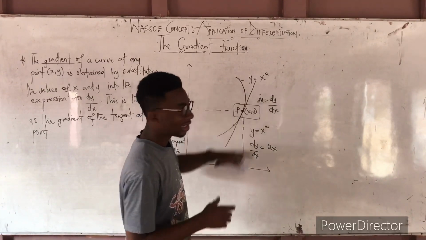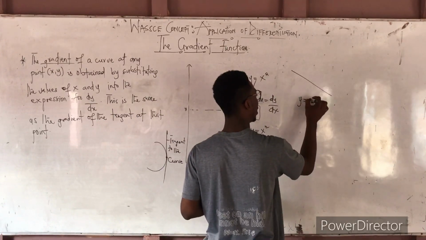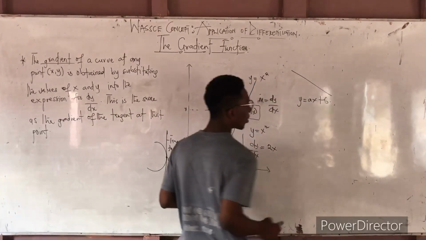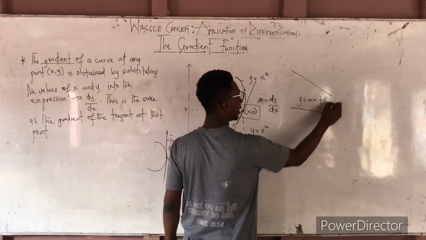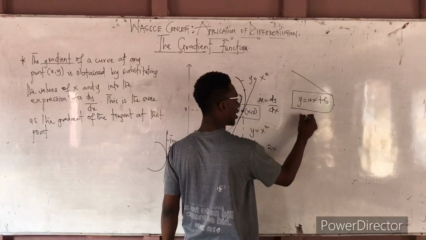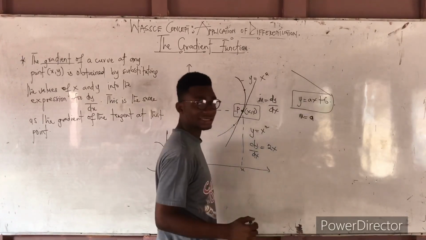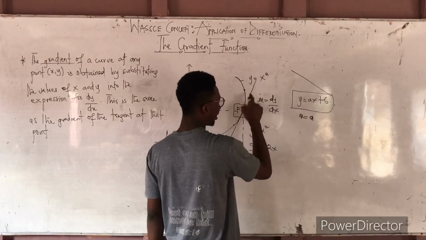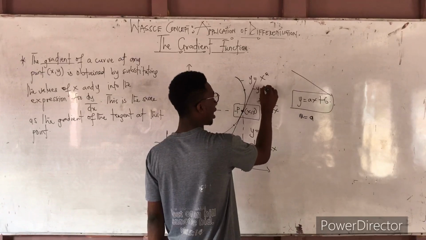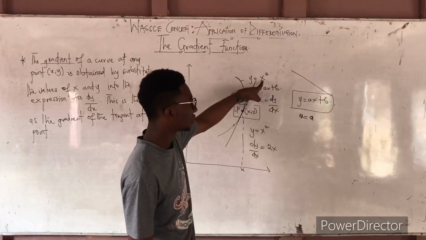We said every straight line has the equation y equals ax plus b. If a straight line is represented this way, then the gradient of this line is a, because that is the coefficient of x. So the gradient of this one is a, and this is the same line that is starting here. Let's say the straight line here is y equals ax plus b, and then the curve is y equals x squared.